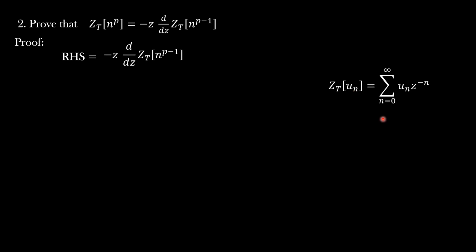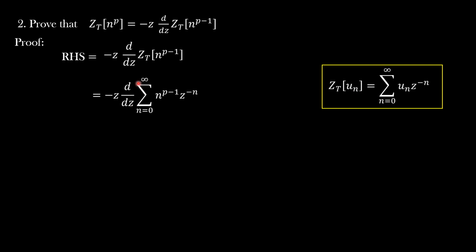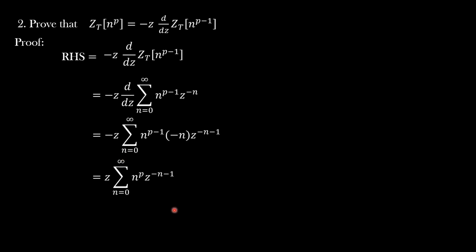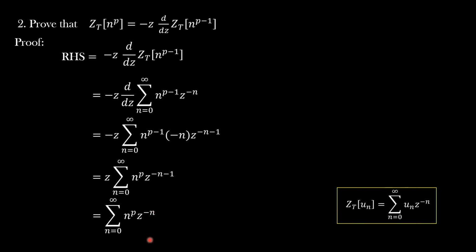From the definition, the Z transform of n power p minus 1 can be written as summation n from 0 to infinity n to the power p minus 1 into z to the power minus n. Taking the differential operator inside the summation, the differentiation of z to the power minus n is equal to minus n into z to the power minus n minus 1. Multiplying by minus z, the power of z changes to minus n, that is summation n from 0 to infinity n to the power p into z to the power minus n, which is nothing but the Z transform of n power p, which is equal to the left hand side of the equation. Hence the proof.